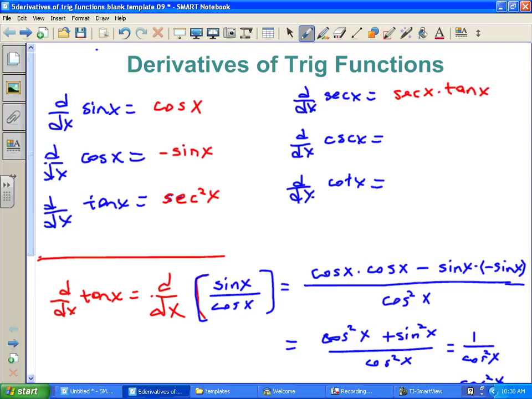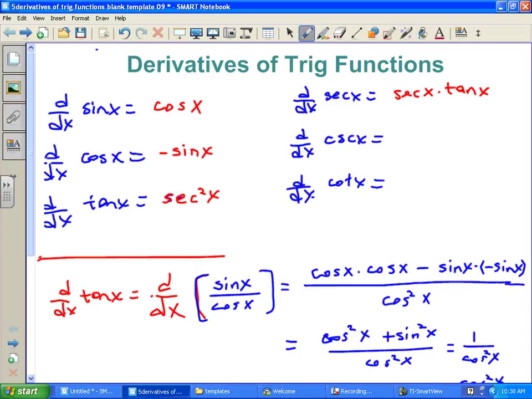Exactly. Interestingly enough, the secant function shows up in its own derivative. It's still there, but it's multiplied by the tangent function. Now I'm going to show you a quick way to get the other ones without doing any work. Basically, if you know the derivative of a trig function, the derivative of the cofunction is going to be negative 1 times the cofunction of the derivative.